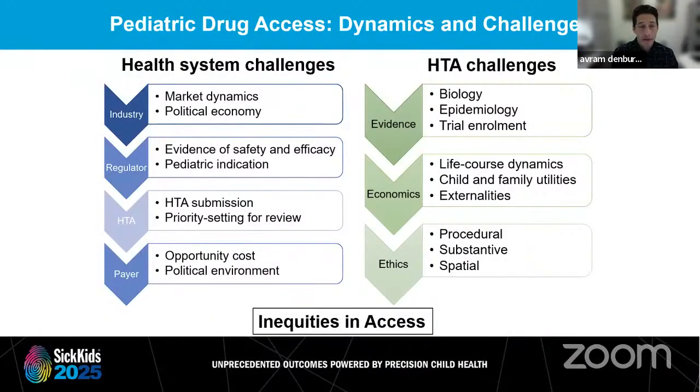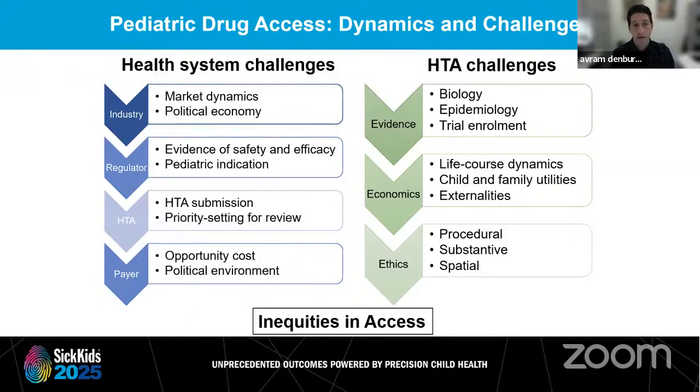So I think what I really want to hit home today, and what I imagine Fleur and Wendy and Brent will also speak to, is the layering on top of additional uncertainties that pediatrics brings to bear. And these revolve both at the level of the broader health system as well as specific to HTA itself. And I'll speak to some of these.